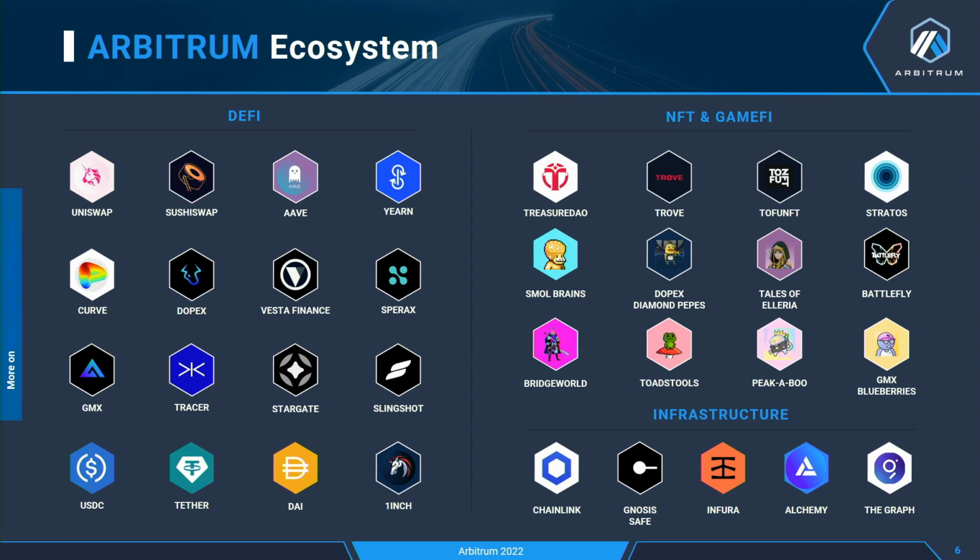And just to look at what the ecosystem looks like, who else is there. You could see a lot of logos that you're probably familiar with from Ethereum, along with a really strong native ecosystem of projects who have developed and grown on Arbitrum as their home base and their main location.